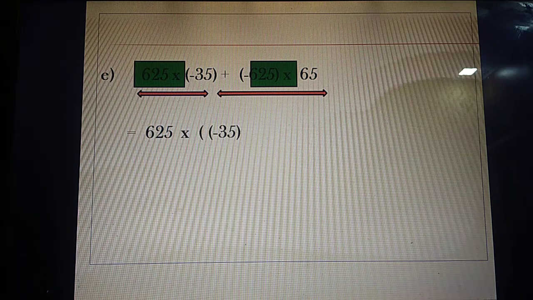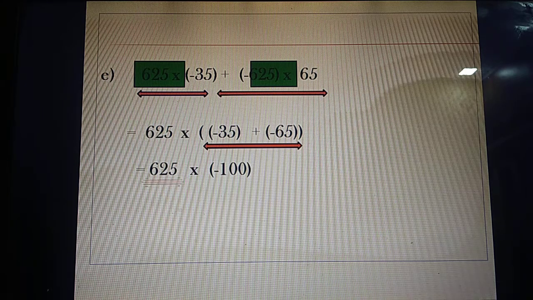In the first part, you can see minus 35 is left. In the second part, plus sign and then minus sign and then 65. So you will write it as plus minus 65. Now, when you solve this bracket, both the integers are negative, so you will add them and the final answer will be again negative. Now it's very easy to multiply them and finally you will get the answer as minus 62500.